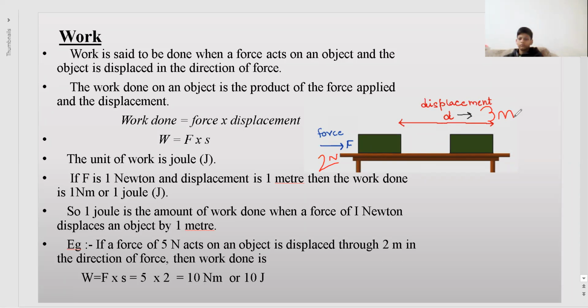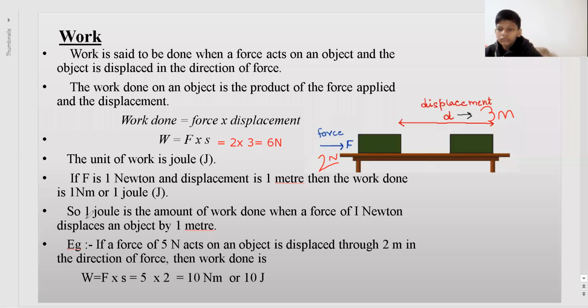The work done would be 5... 5. Array, we have to multiply. Sorry, 6. 6. Okay, in this formula, we will write 2 into 3. That will give us 6 Newton. Okay, like this. Understood?